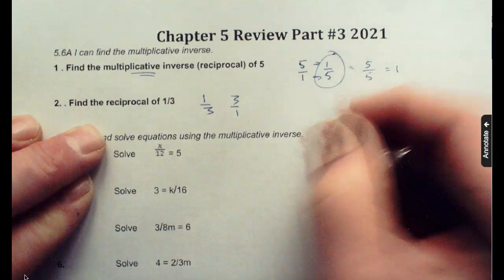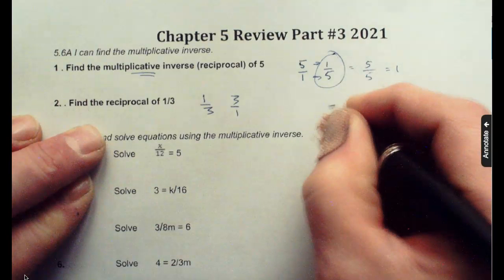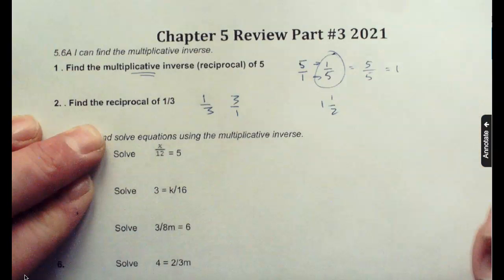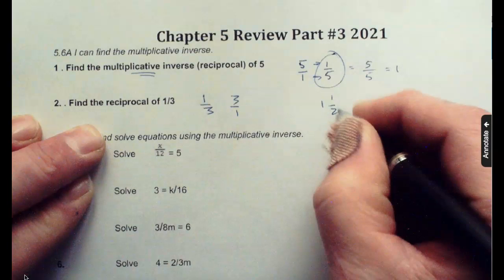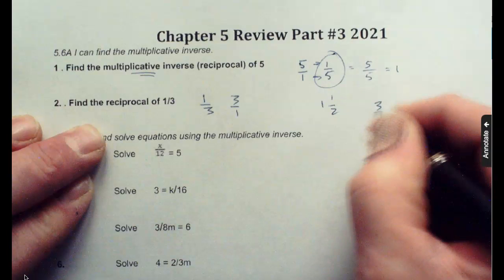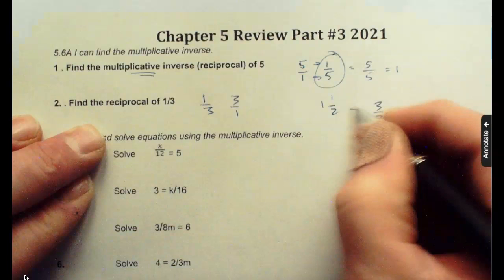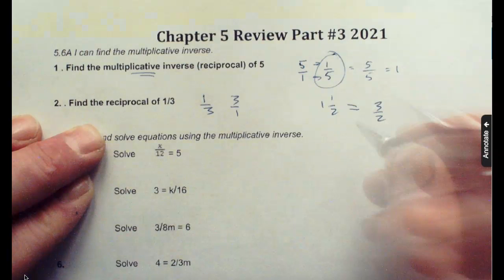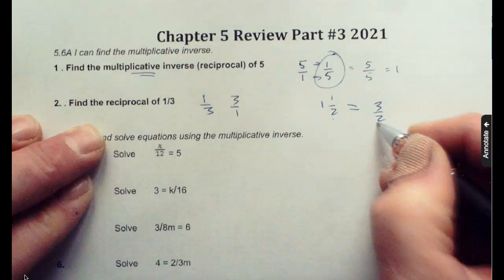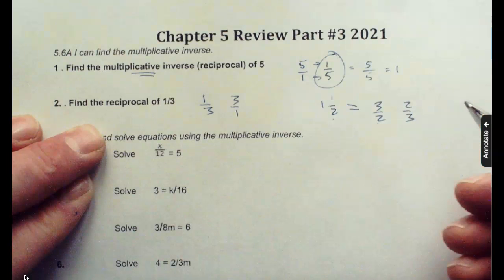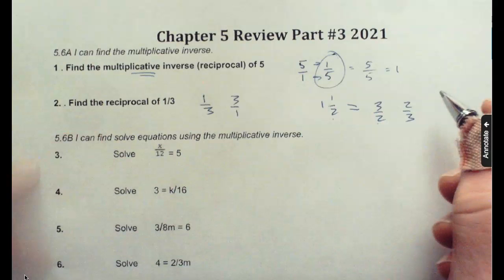Here's where kids get in trouble. What's the reciprocal of 1 1/2? Well, they do 1 times 2 is 2 plus this 1, and they say that it's 3/2. No, it's not. These are the exact same thing. They're equal. This is a mixed number. That's an improper fraction. The reciprocal is when you turn the improper fraction upside down. Okay, so be careful of that.